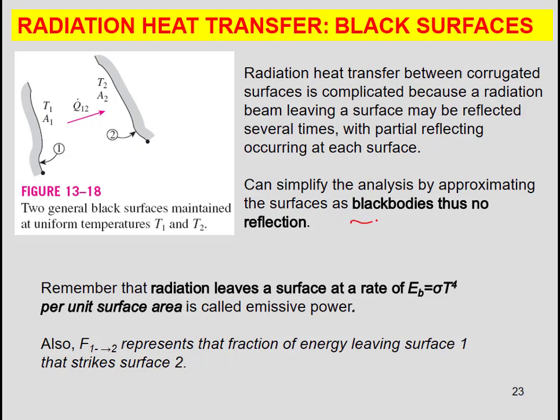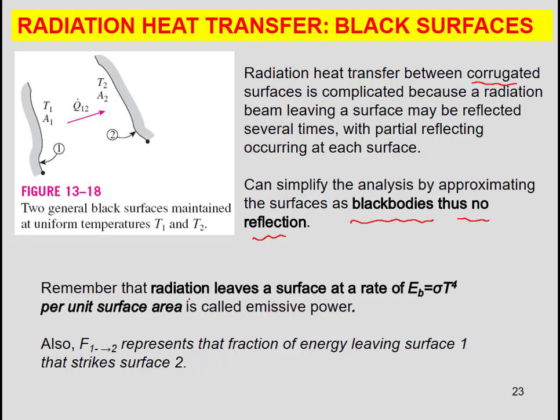So we can simply approximate these surfaces as black bodies, and we can imagine these surfaces as not having any reflection. There isn't any reflection for such surfaces. Surfaces which are corrugated, and reflection at each point is different from the other points, so it is hard to find the radiation which is reflected from the surfaces. So we can imagine it is a black body's surface and does not have any reflection.